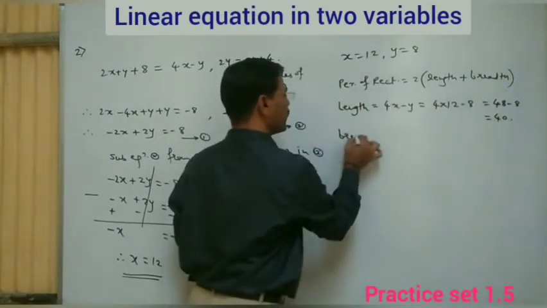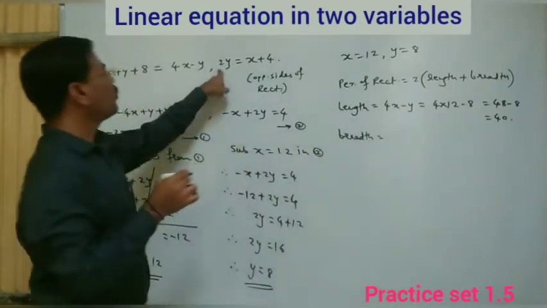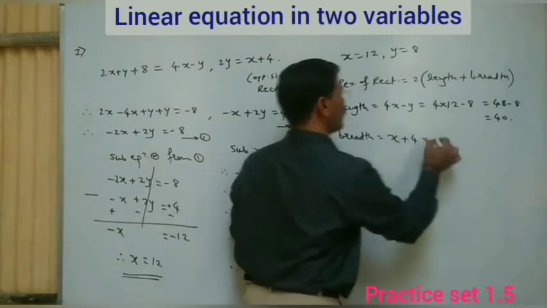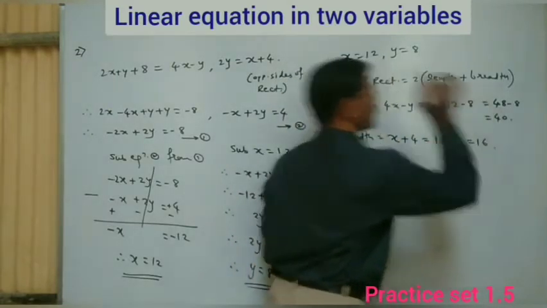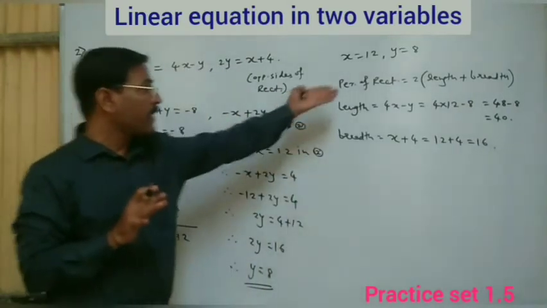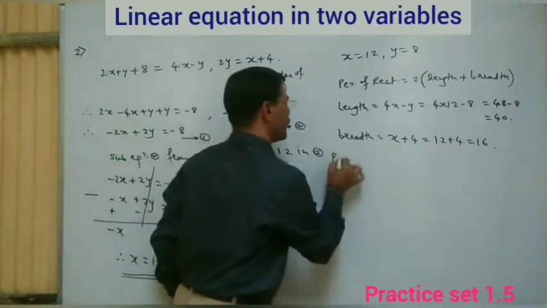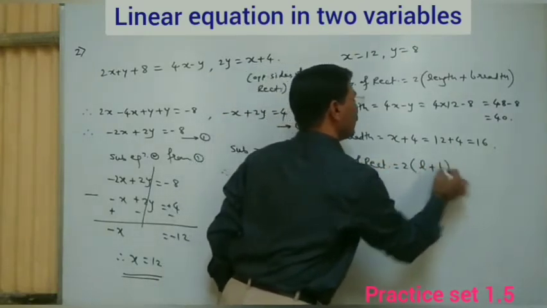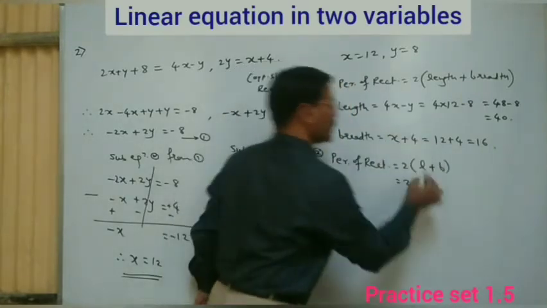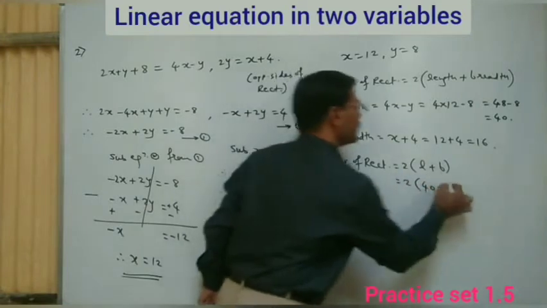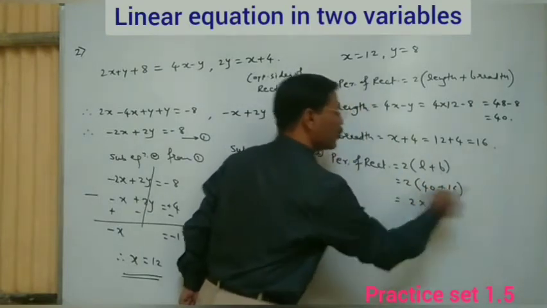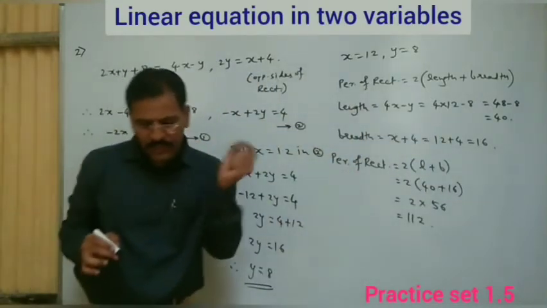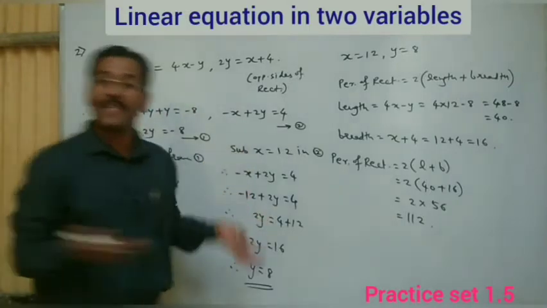And what about breadth? You can take either 2y or x plus 4, anything. I will take x plus 4. Okay, what is x plus 4? 12 plus 4, which is 16. Okay, now after getting these two, we can find now the perimeter of the rectangle. That is 2 into L plus B. 2, what is length? Just we found 40. Breadth 16. How much? 2 into 56. Here it is 112. Whether they are given to us in terms of centimeters or like this? No. Just we'll write as units.